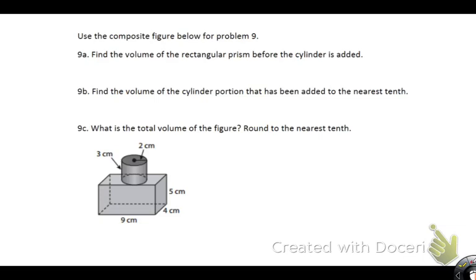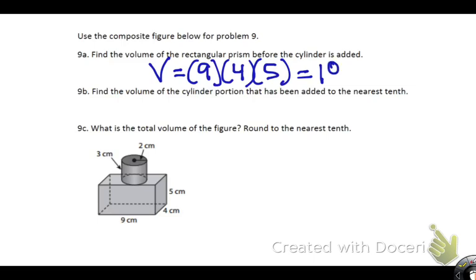Oh, it's not letting me write on this thing for some reason. There we go. So volume equals, it's going to be the area of the base, which is 9 times 4, and then times the height, which is 5. So we multiply those together, that should be 180. So this is 180.